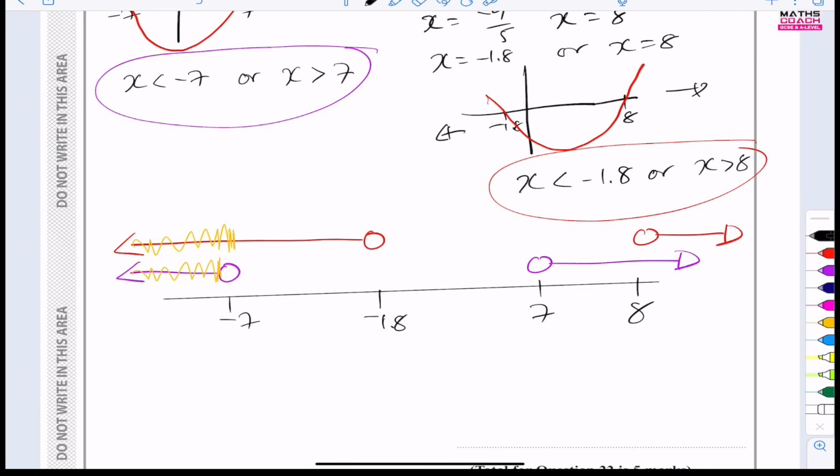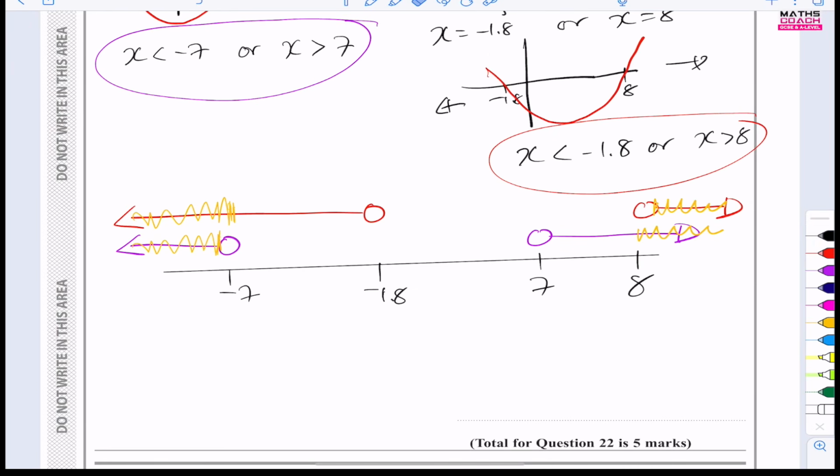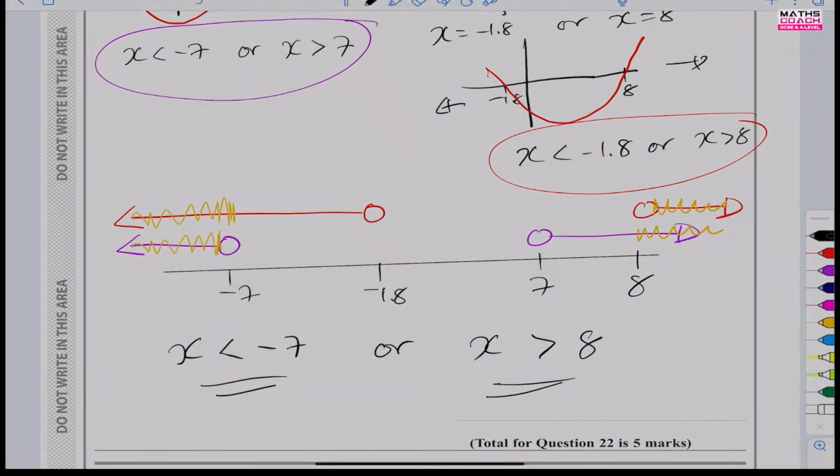Let's look at the other side. On the other side, you've got x starts from 7, but it's not the same. They're not common. But once they hit 8, they are both the same. They continue being greater than 8. So what we can say that satisfies both inequalities is that x is less than minus 7 or x is greater than 8. And that's your final answer.